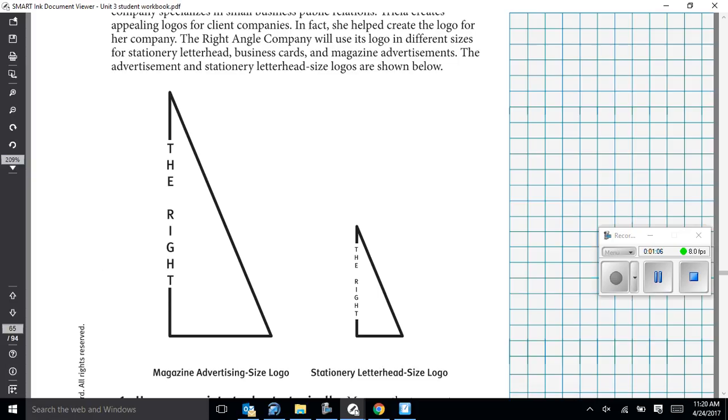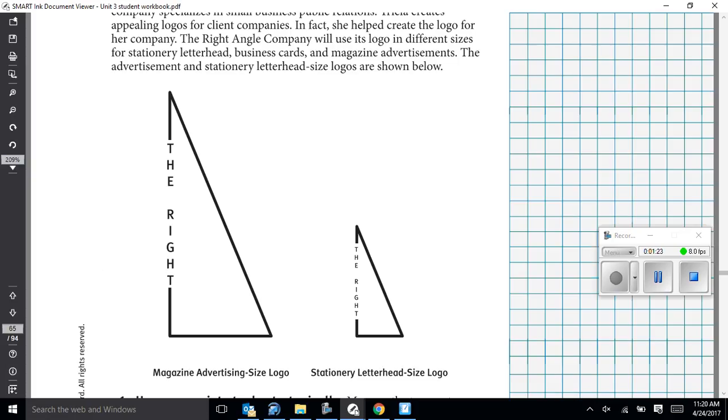So what observations can you make about these triangles? They're right triangles. They're both right triangles. They are similar. How do we know that they're similar? Because they both have the right angle.